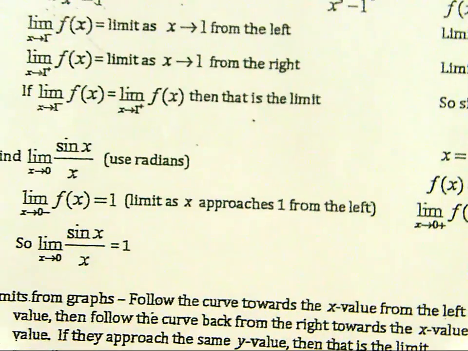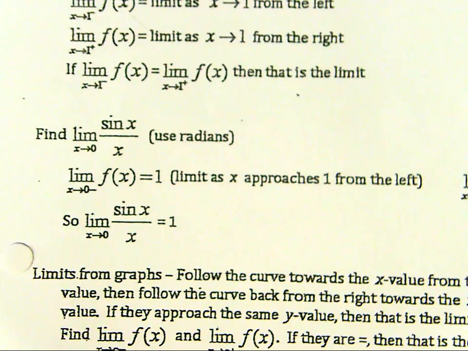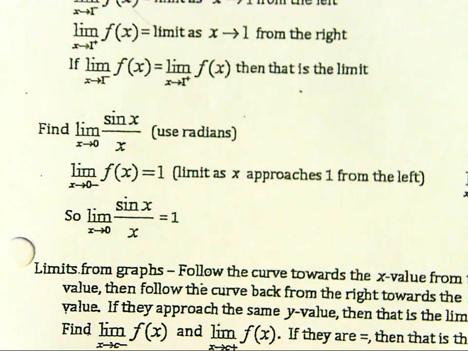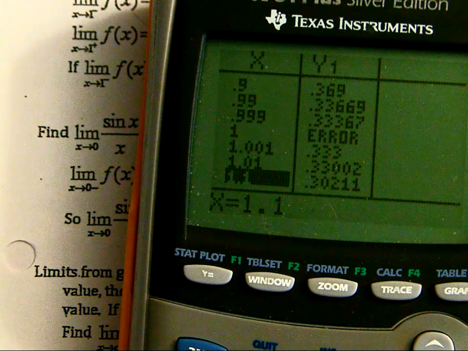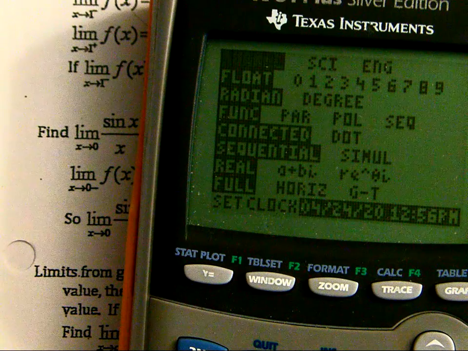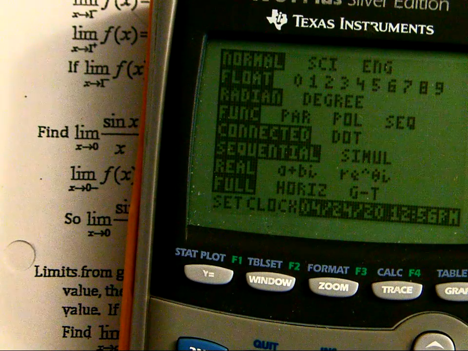This is kind of a fallback towards trig. Here we're finding the limit as x approaches 0 of sine x over x. Notice it says radians. Whenever you have a trig function, sine, cosine, tangent, whatever, you need to be in radians. So first thing on my calculator, I'm going to go to mode, and make sure I'm in radians down there.